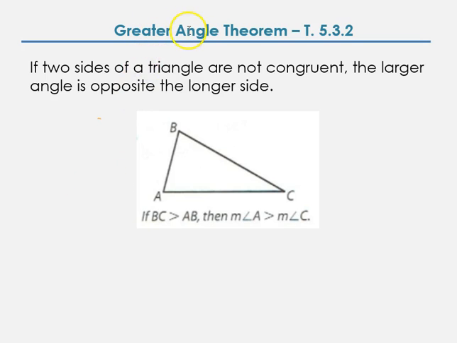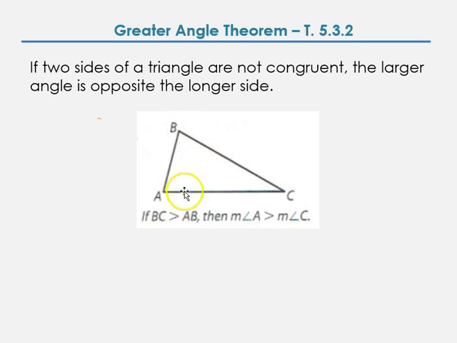We have the greater angle theorem, theorem 5.3.2. If two sides of a triangle are not congruent, the larger angle is opposite the longer side. This is very important. You're going to use this over and over again. The reason they're stating if two sides of a triangle are not congruent is this will not work the same for isosceles or equilateral triangles. So the larger angle is opposite the longer side.